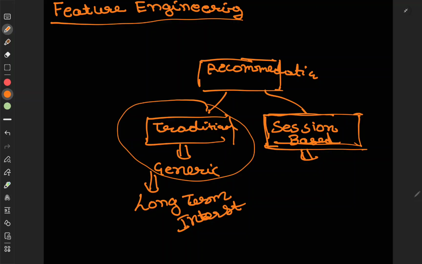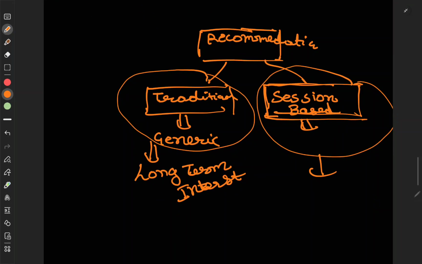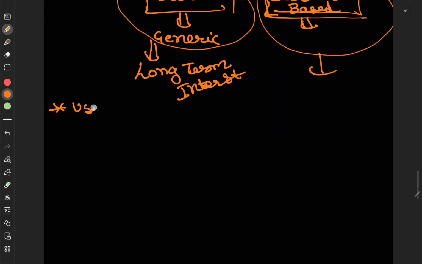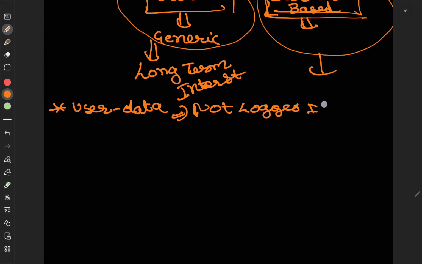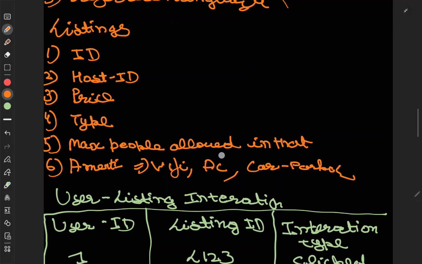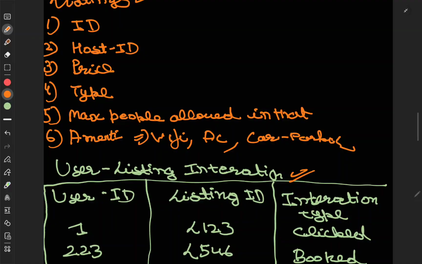So the problem that we are solving is to build a session based recommendation system. Now how are we going to build it? We will see that. We know that we can't play with the user data at all because the user is not logged in. So we need to think of something else. What data did we have? We had these two data sets, listings and user listing interaction. Somehow we need to convert them into features. We will see how.